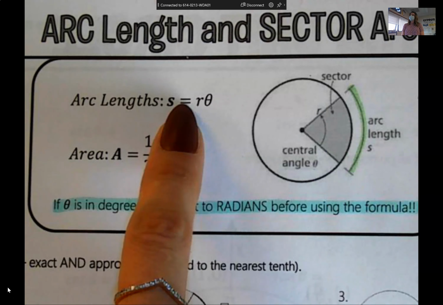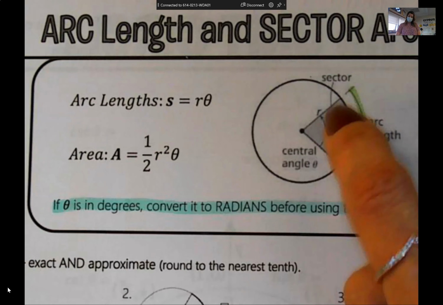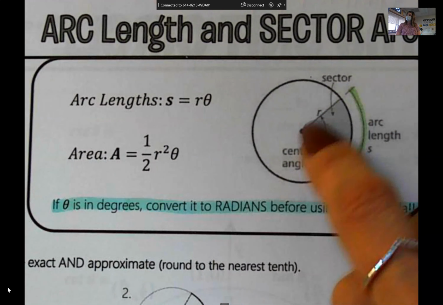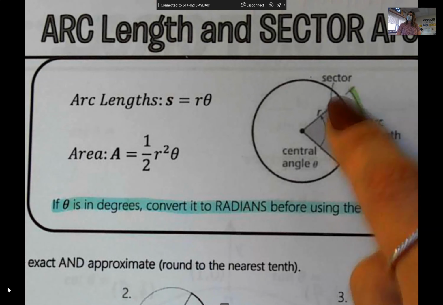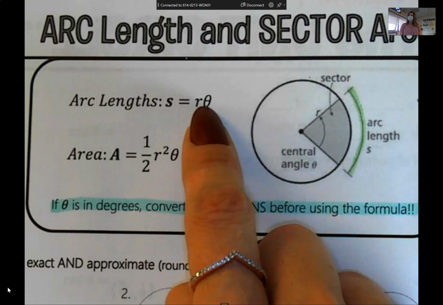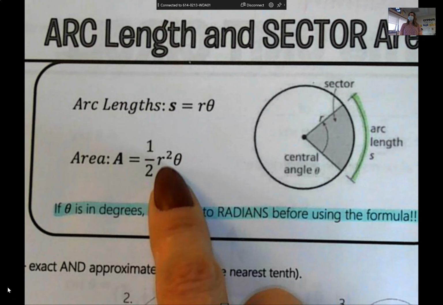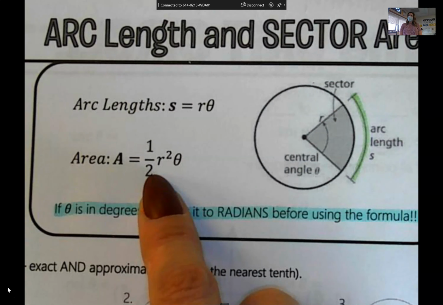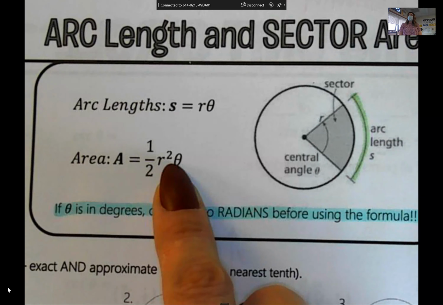S equals radius. Remember, radius is that length from the center to the circle. So just our radius multiplied by our angle measure. The one for area is a little bit more involved. We've got to do 1/2 radius squared angle measure. But we're going to be just fine, right?